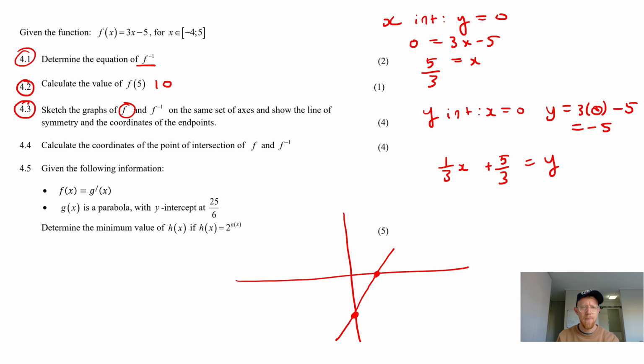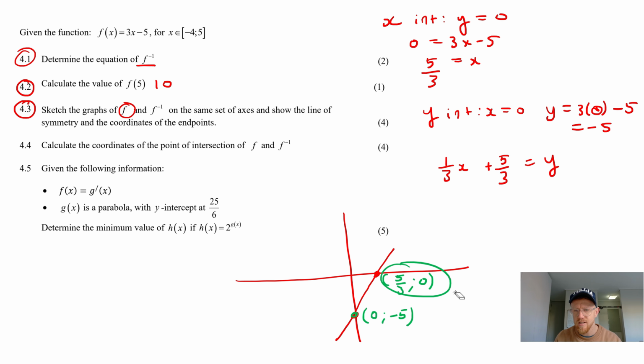Okay, so the next thing is we need to go and draw the inverse. Now, we don't need to use this equation. We know that when you do inverses, x's and y's switch place. So if we know that this coordinate at the moment is 5 over 3, 0, and this coordinate here is 0, minus 5, we can just switch that for the inverse.